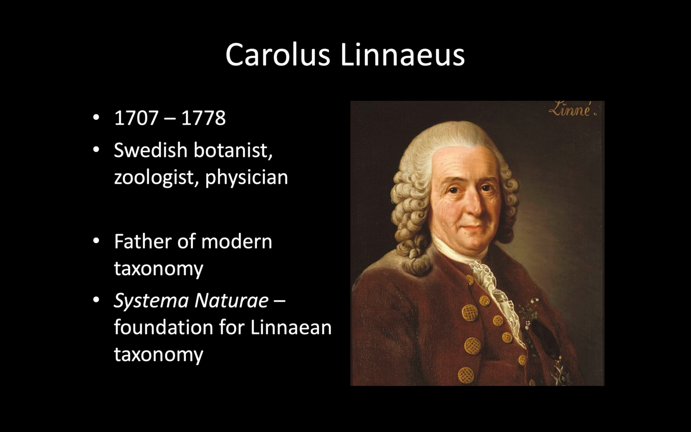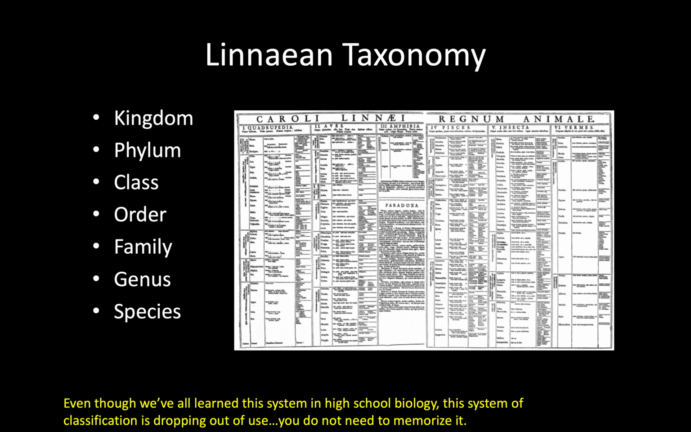So we're going to start with this guy here, Carolus Linnaeus. He was a Swedish botanist, zoologist, physician, kind of a jack of all trades, if you will. He's considered the father of modern taxonomy, just meaning that he was one of the first people to do something with it. And he wrote a book, and that book divided life into 7 different categories. Something that you may have heard in your high school biology class.